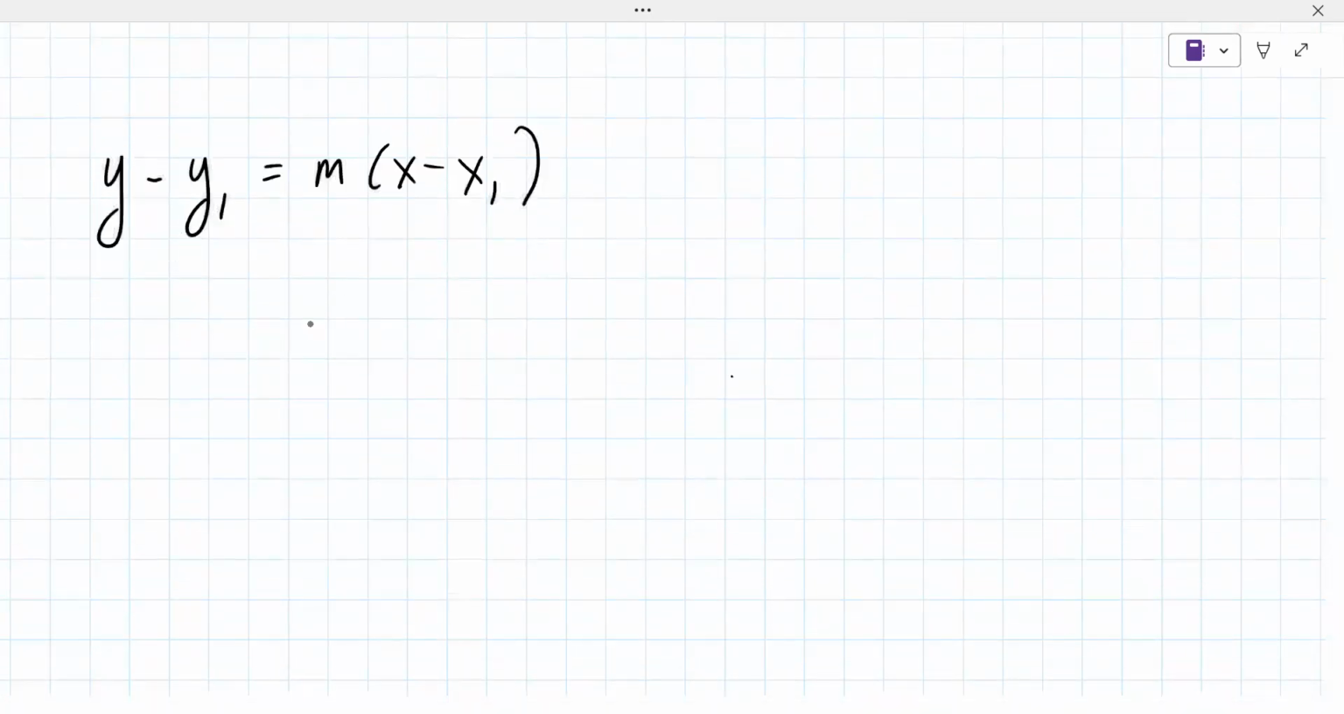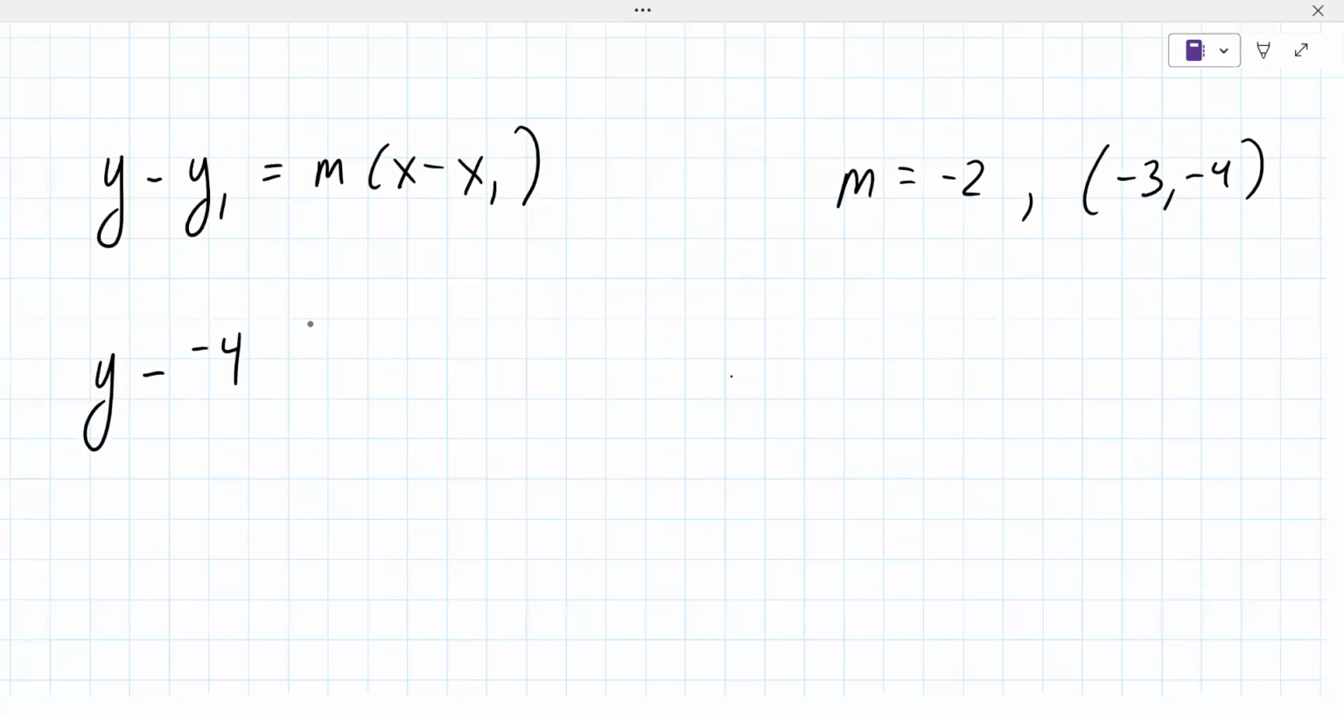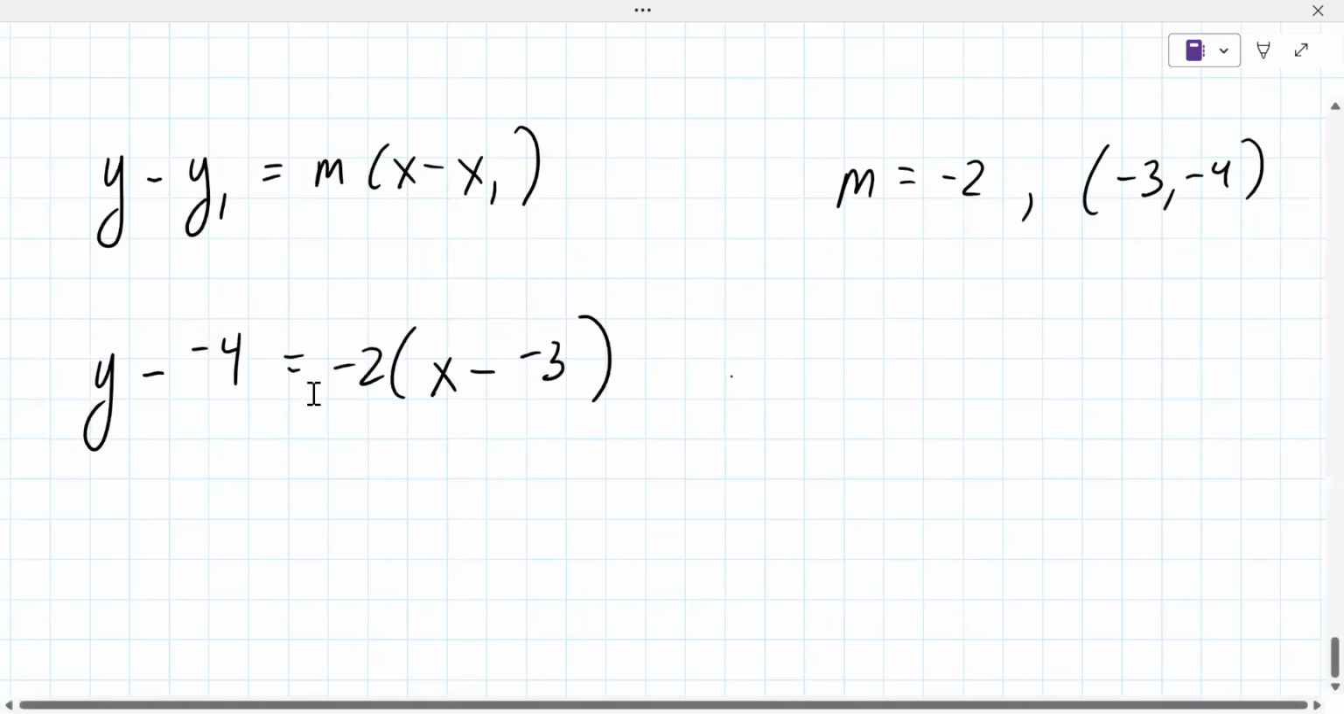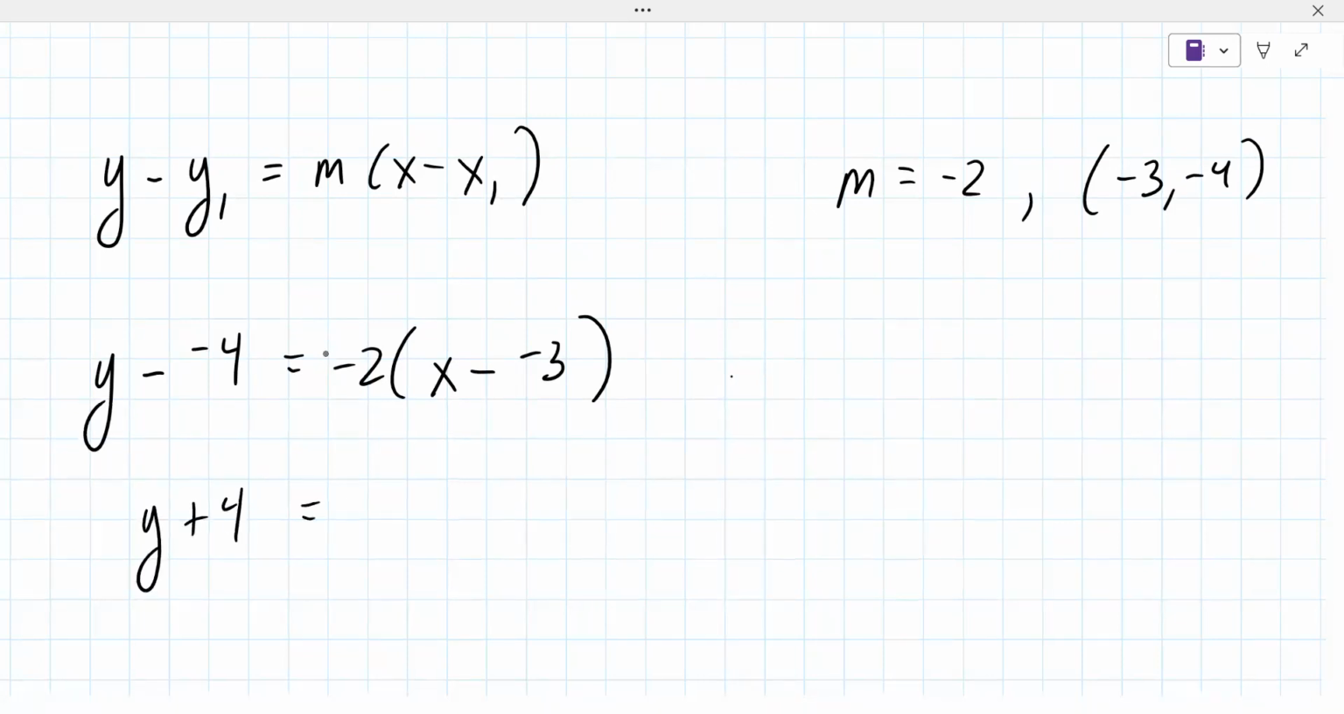Let's say the slope is -2. This time it goes through the point -3, -4. So this time it's y minus -4 equals -2 times x minus -3. So you just plug in the numbers, the x and the y and the m. But you simplify the signs if you can, meaning if you have two negatives, it becomes a positive.